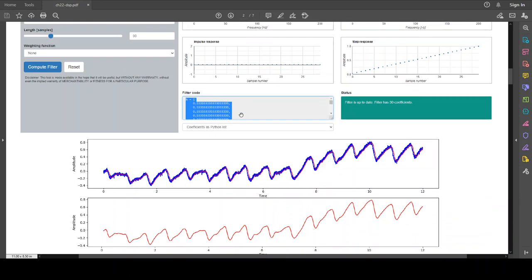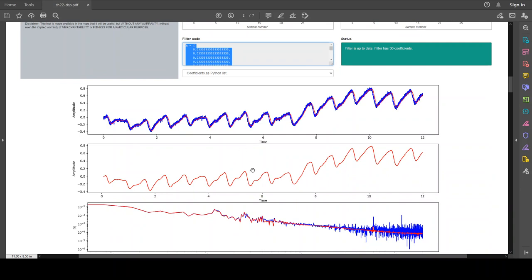So here's the response now. We can see the red one's much smoother, and on the FFT, definitely much smoother. But there's a little bit of lag. See how the red one's just a little bit behind the blue one? Because now, taking at least 30 data points, you know that something's happened.